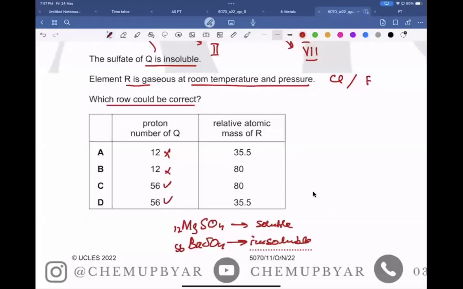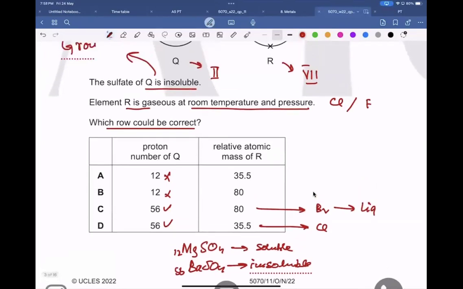So that's why C and D, the correct answer is either C or D. A and B are wrong. Now, if it's 80, so it's bromine, and if it's 35.5, so it's chlorine, right? So bromine is liquid at room temperature, and they have told you that R is gaseous at room temperature. So due to this, C goes wrong. So we are left with option D. So D is the correct one. Is this clear to all of you?